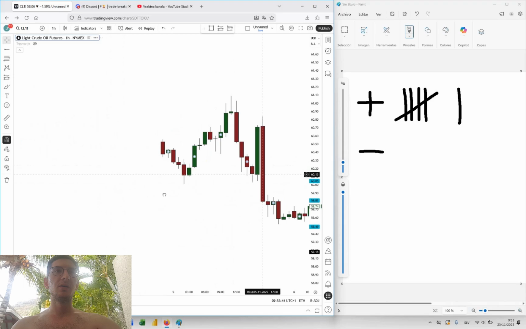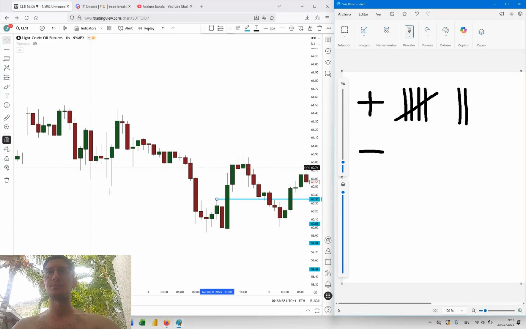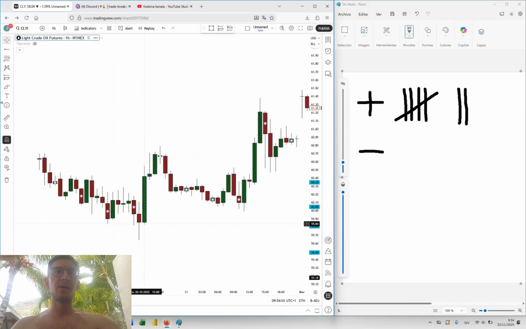Okay, let's keep looking. Here we have a downtrend again. This is a lower high. Did we close? Not yet. Lower high, move up and a move down. Boom, we close above it. That's a break of structure. We have another one here.